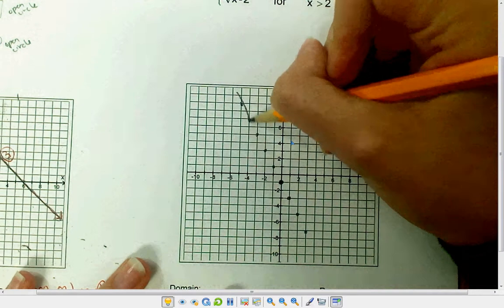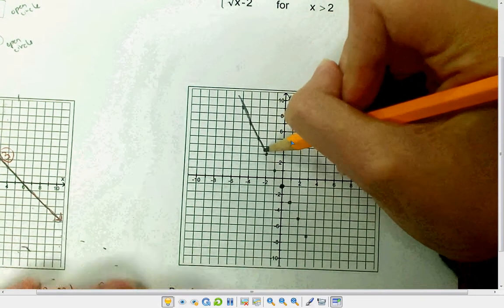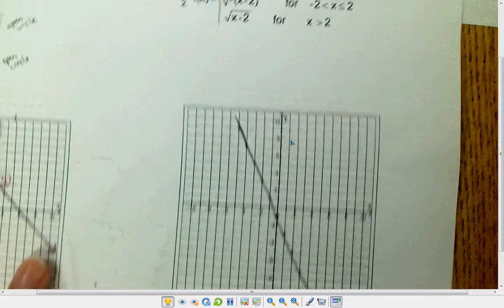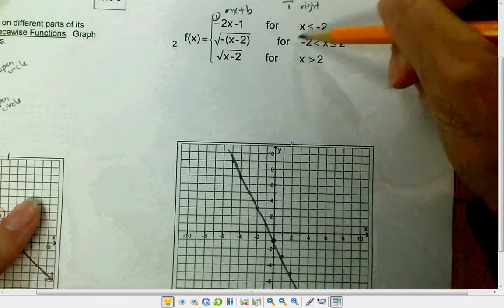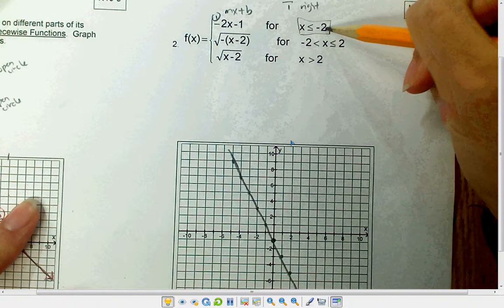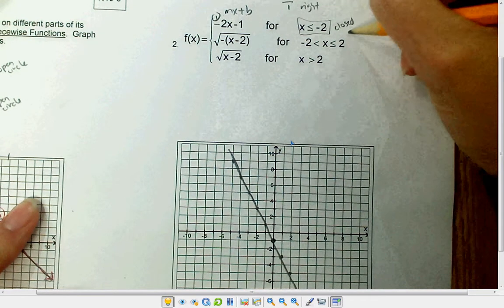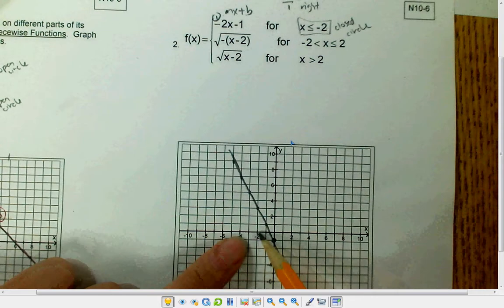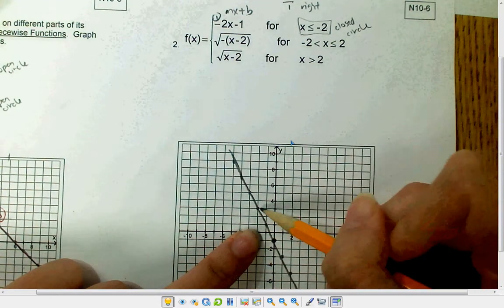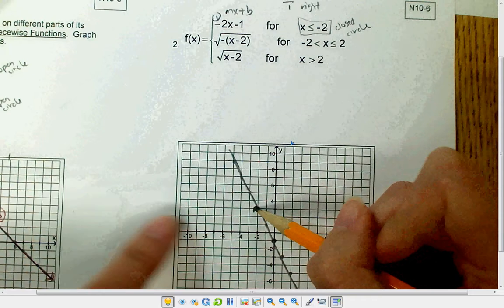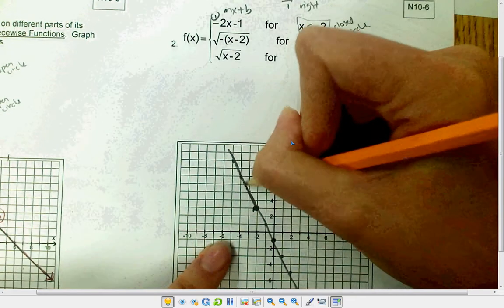So this is my line. This is number 1, my first piece of the graph. And so my domain for this section is I only want my x to be less than or equal to -2. And because of this equal sign, this is going to be a closed circle. So at -2, this is the point where I'm starting. This is the closed circle, and I only want what's less than it, so I only want this direction.